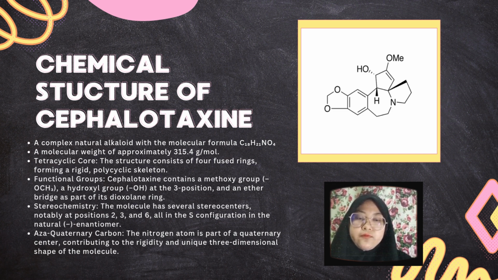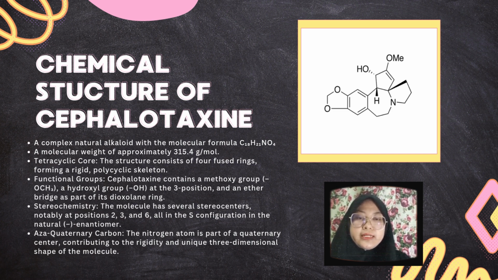So, as we can see from the picture that I have given, which is the structure of cephalotaxin, it is a complex natural alkaloid with the molecular formula of C18H21NO4. It has a molecular weight of approximately 315.4 grams per mole. The structure consists of 4 fused rings forming a rigid polycyclic skeleton.